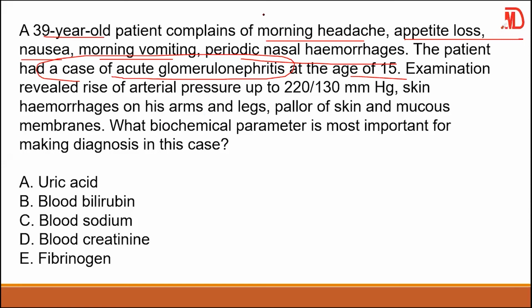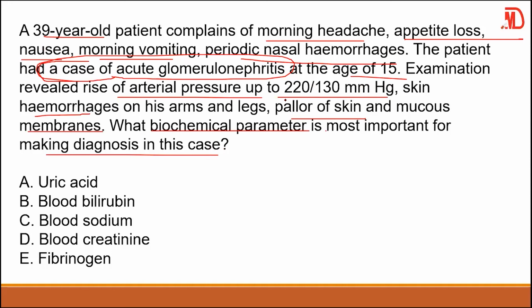Now, examination revealed rise of arterial pressure up to 220/130, skin hemorrhages on his arms and legs, pallor of the skin and mucous membranes. What biochemical parameter is most important for making diagnosis in this case? So, the question now is that you have read that the person had acute glomerulonephritis 15 years ago. So what do you think can happen in the kidney?